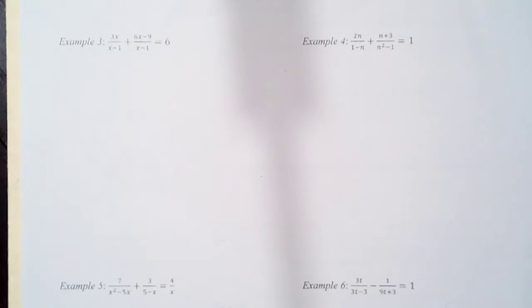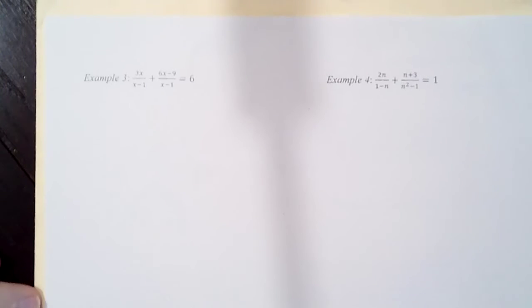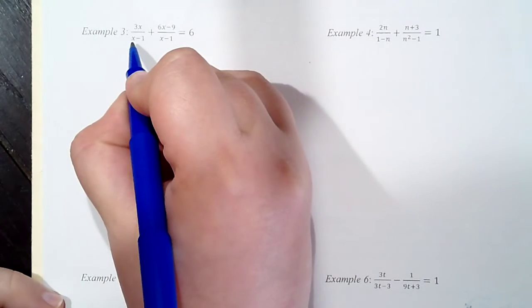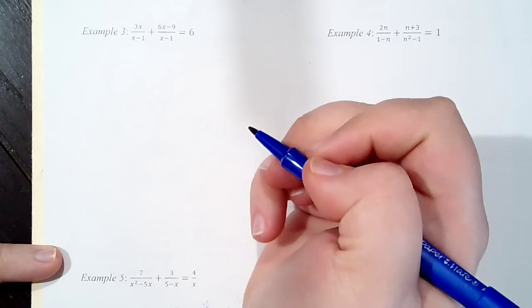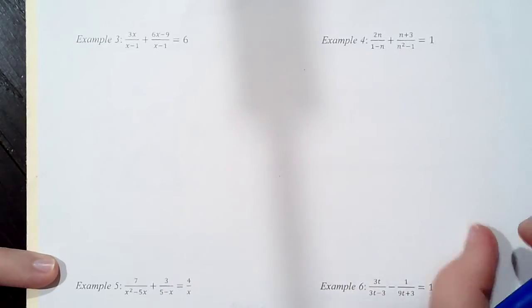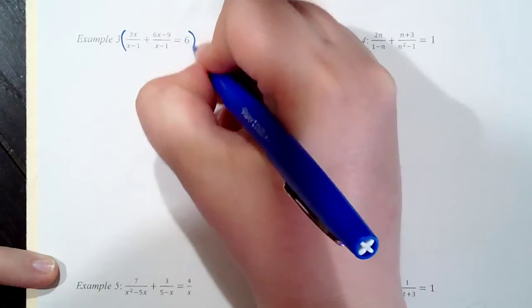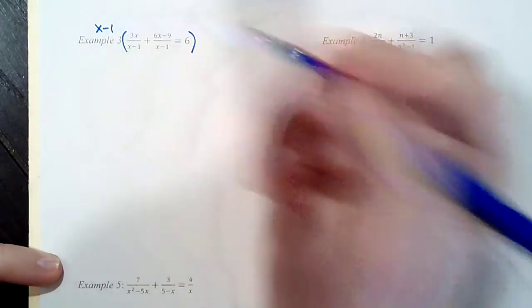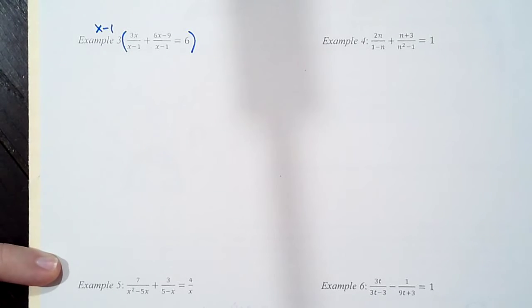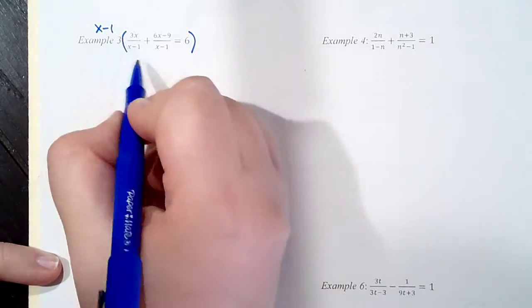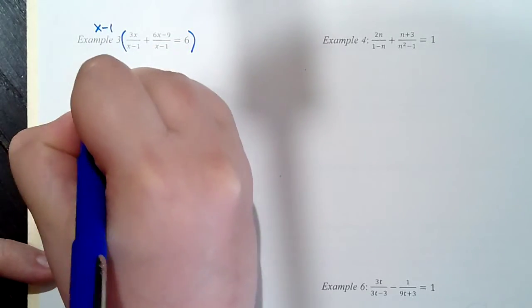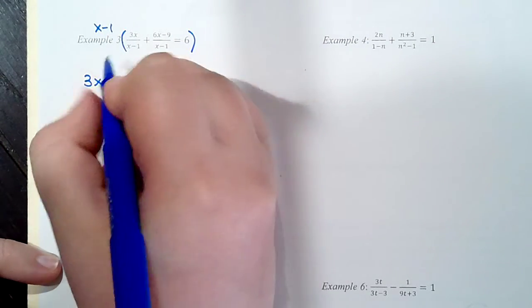I do know it's a little bit hard to see my screen, but I'm going to do my best here. All right, example number 3. This one only has x minus 1 in the bottom, but since our LCD only takes one of those, I technically only have to multiply by x minus 1. I don't have to do it twice because if I do it once, it cancels off. It cancels off in the first one. It cancels off in the second one.